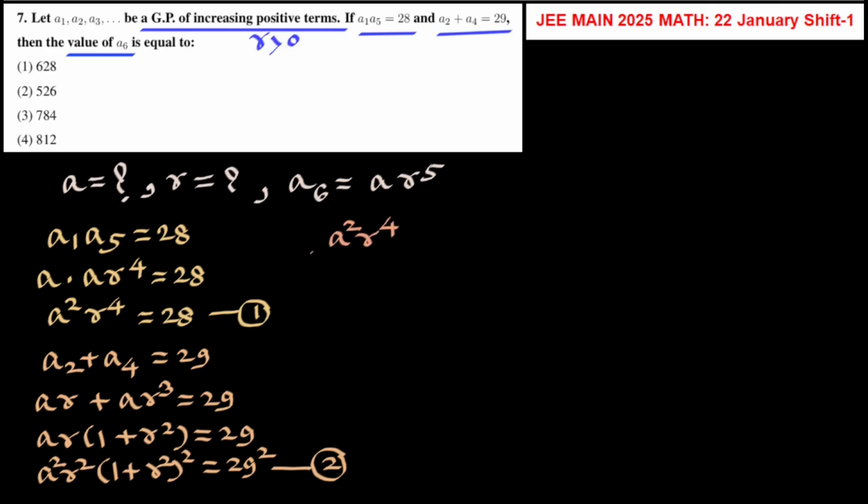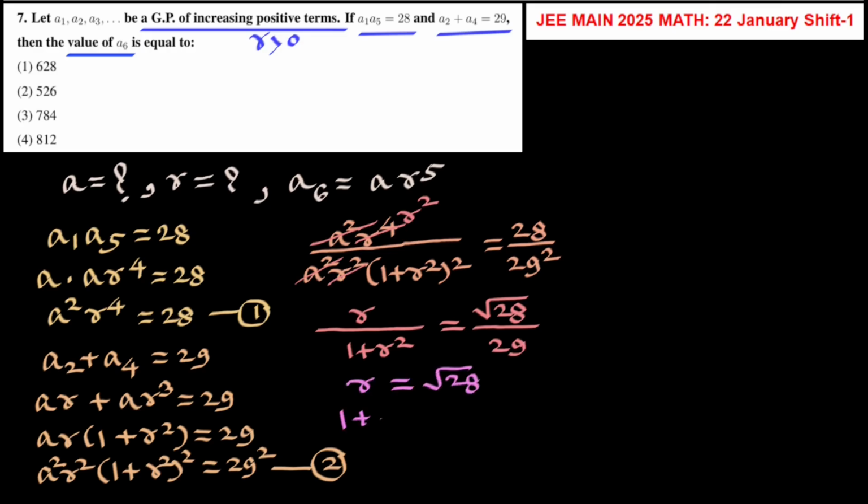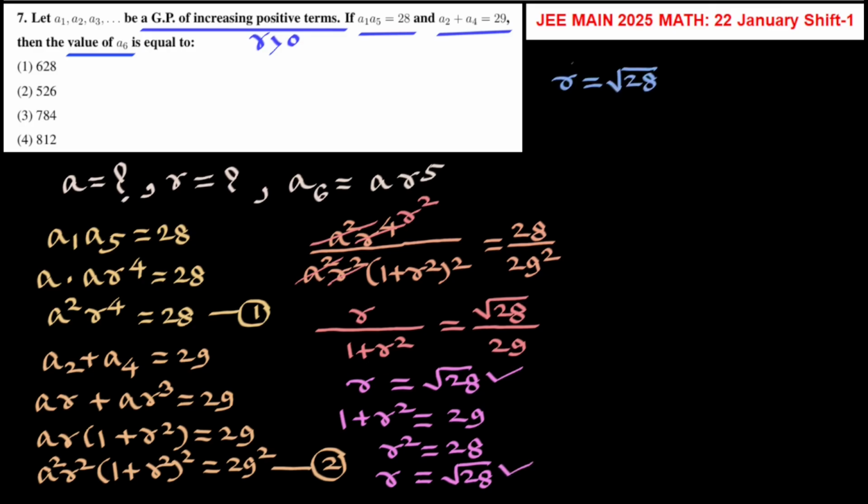Now we take the ratio of 1 and 2. a square r raised to 4 upon a square r square into (1 plus r square) whole square equals 28 upon 29 square. Cancelling a square and r square and taking square root, r upon 1 plus r square equals root 28 upon 29, r being positive. Comparing the sides, r equals root 28, 1 plus r square equals 29, r square equals 28, r equals root 28, r being positive. So in both these cases we get the same answer, which means r is root 28 is correct.